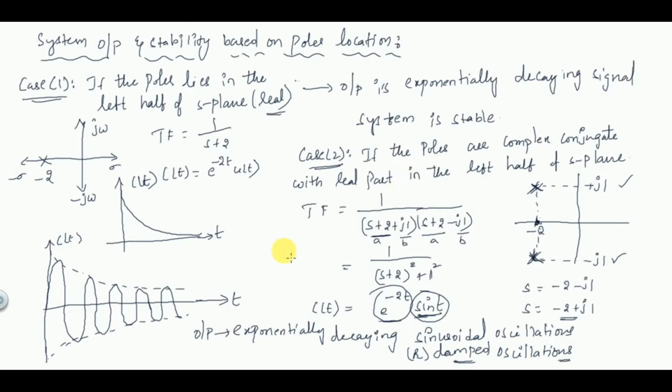The system is said to be stable because the poles lie in the left half of S-plane. Since the poles lie in the left half of S-plane, the system is stable and the output is exponentially decaying sinusoidal oscillations when the poles are complex conjugate with real part in the left half of S-plane. So these are the two cases when the poles are in the left half of S-plane. Next we will see case 3.